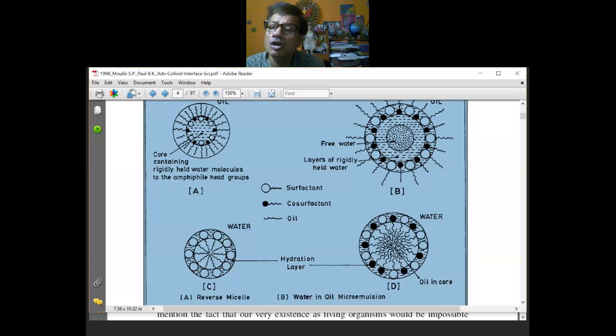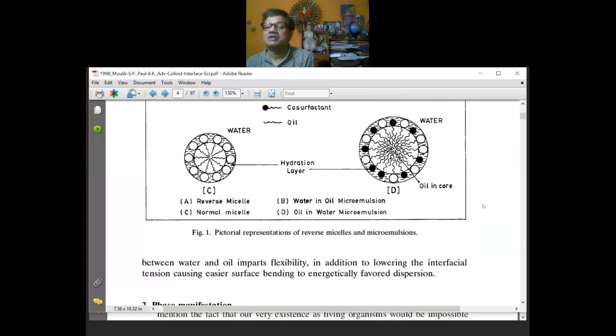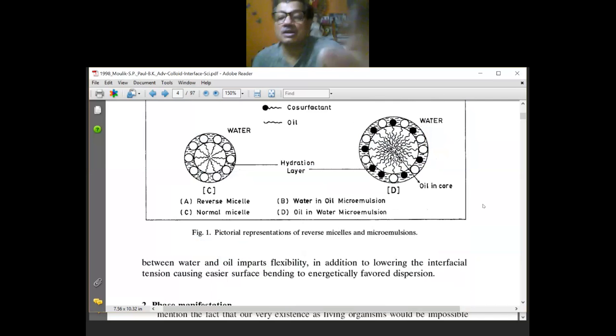And this is known as a water in oil microemulsion, and the other I will call an oil in water microemulsion. They have many examples and many applications. I have already discussed one example, where you can use them as a template for the synthesis of nanoparticles.